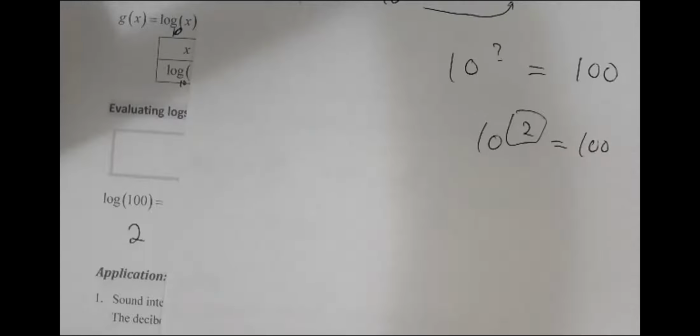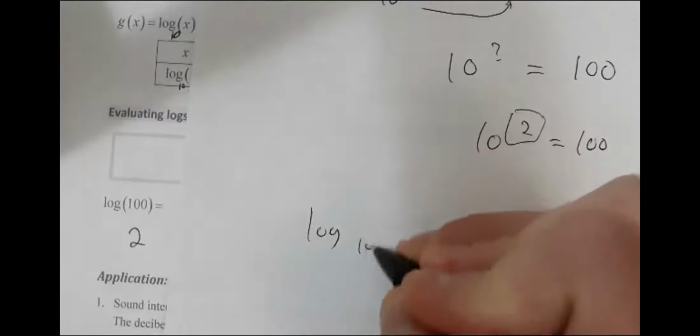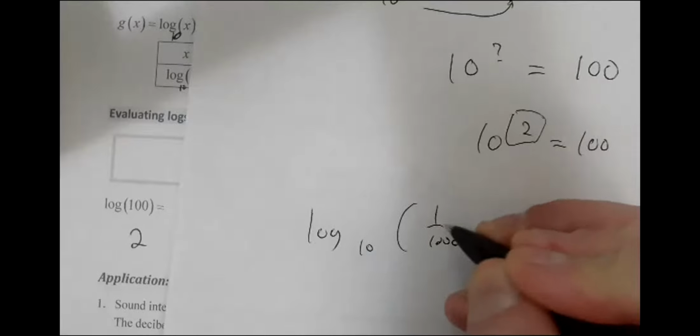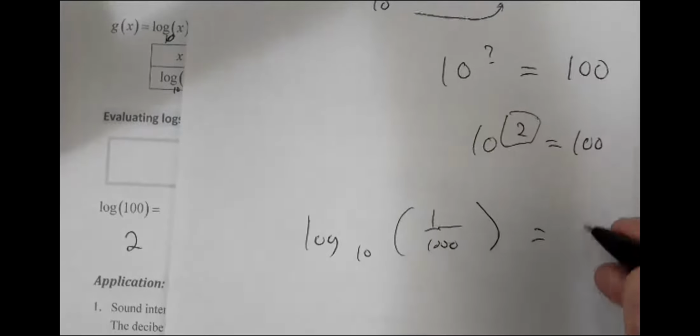Okay, so I want to look at the same thing, log base 10 of 1 over 1,000. Log base 10 of 1 over 1,000 is equal to what number? So this is like asking 10 to the what power is going to be 1 over 1,000. One over 1,000 has 3 zeros, and it is going to be a negative because it is on the bottom.